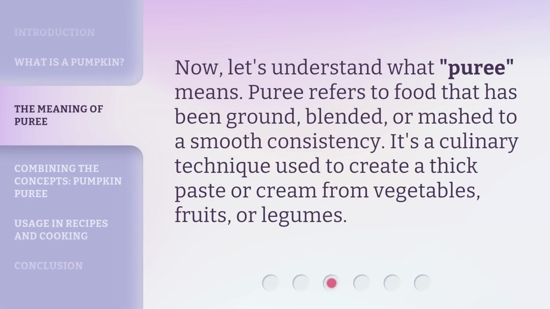Now, let's understand what puree means. Puree refers to food that has been ground, blended, or mashed to a smooth consistency. It's a culinary technique used to create a thick paste or cream from vegetables, fruits, or legumes.